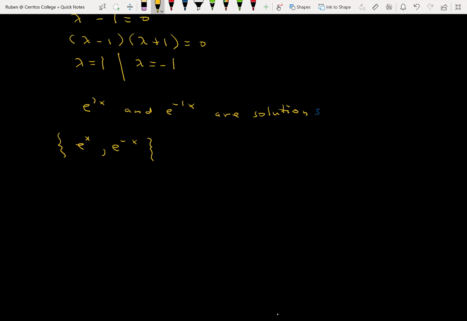Now these two functions are linearly independent. e to the x and e to the negative x are not proportional to one another, so they are in fact linearly independent. And we know from our theory in vector spaces that if the dimension of the vector space is 2, which ours is, and we find two linearly independent vectors from the set, then we automatically have spanning. We automatically have a basis for the solution space to the differential equation. So we have in fact found a fundamental set of solutions.